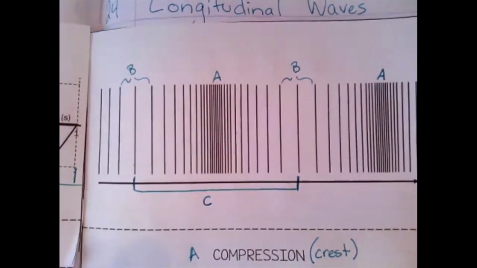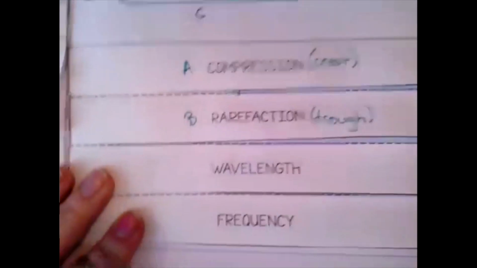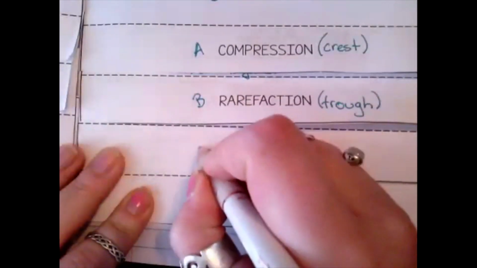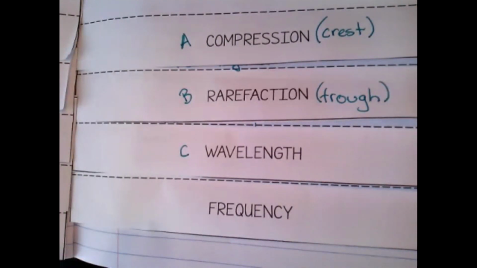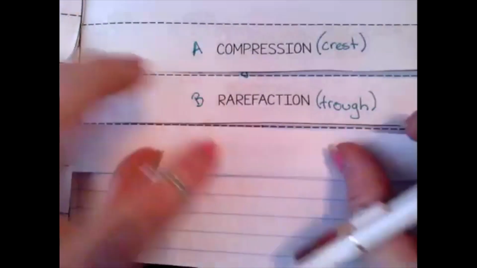Let's come back down to the notes, to the definitions part. We're going to label this as C. And then, of course, let's talk about a frequency. You already know what a frequency is. Who wants to tell me what the definition of frequency is? Gavin? The number of wave cycles per second. Correct. It's wave cycles per second.